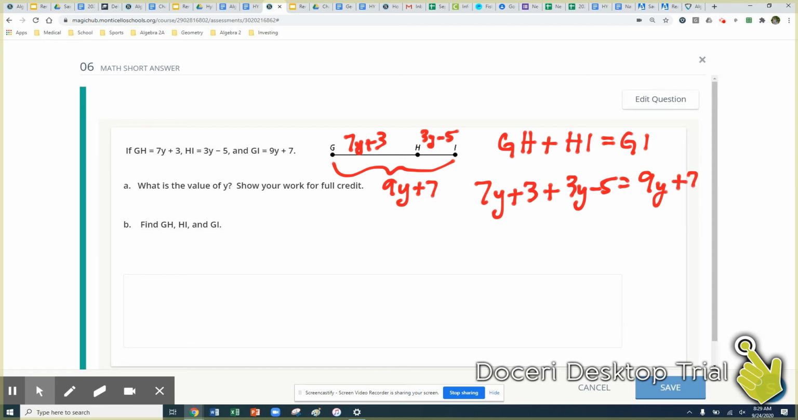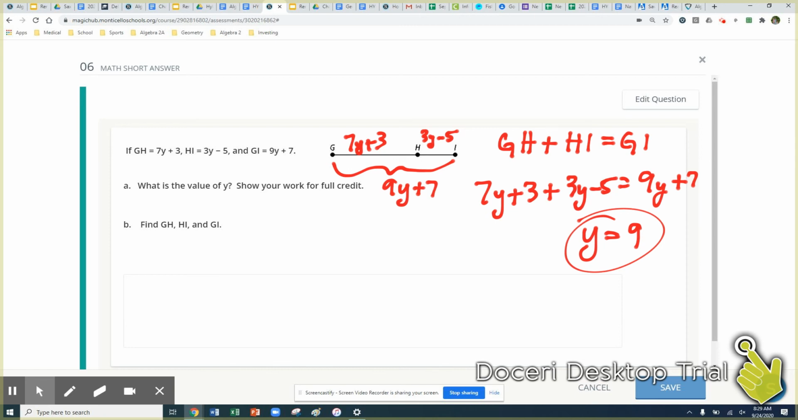And let's see, what would y be? So on the left side, I'll get 10y. Negative 2, we'll add the 2 over, subtract the 9 over, we'll get y equals 9. Should be our result. And then to find GH, HI, and GI, what am I going to do with this 9? Throw it back in. Plug her back in, figure out those lengths. And then if you did it right, the two smaller segments should add up to the combined GI. So that'll be what we'll see.